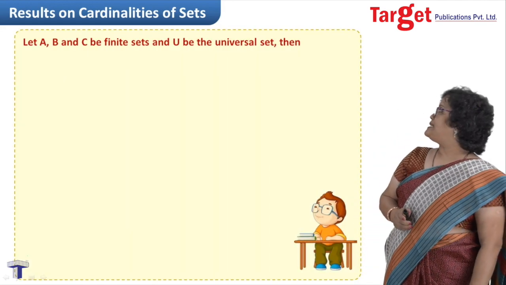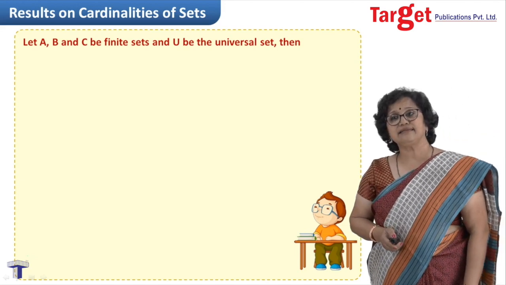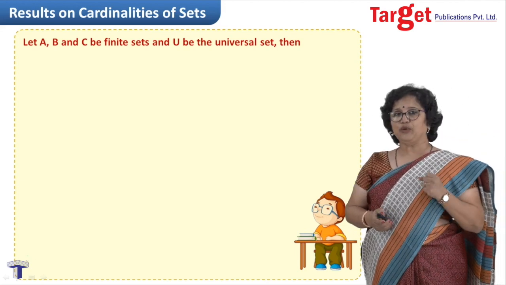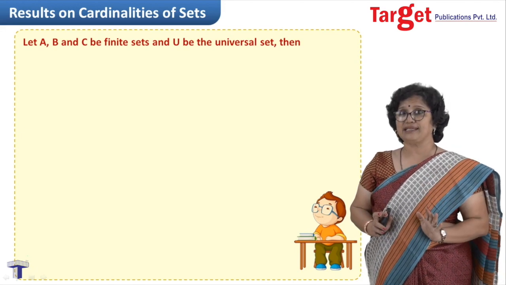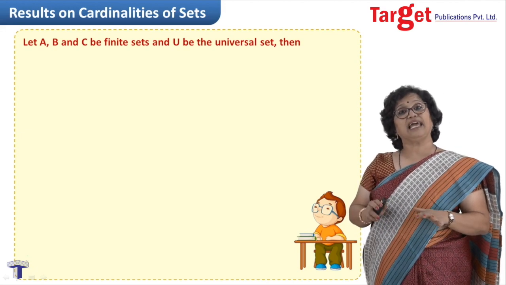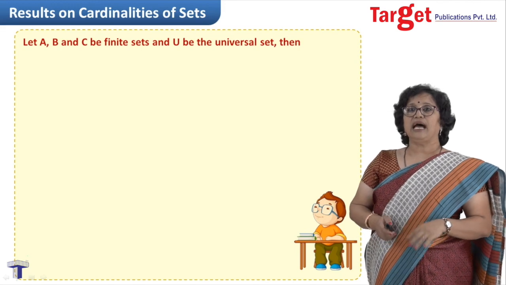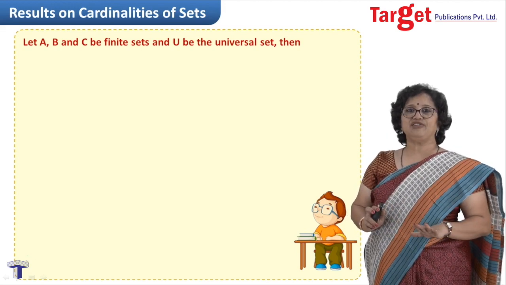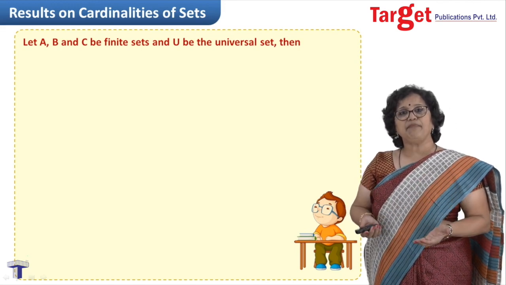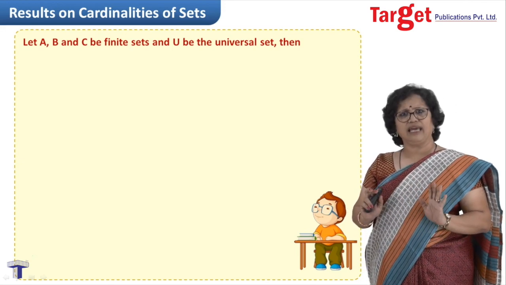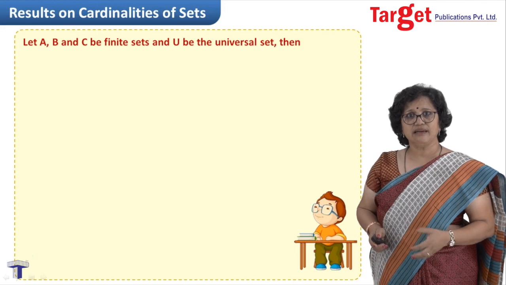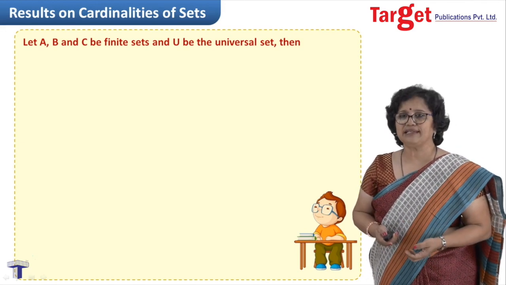I take A, B, C as finite sets and let U be the universal set. Now every one of you knows what I mean by universal set: the bigger set which will contain A, B and C. At this moment, we have not mentioned whether A and B have anything common in them or not. We will be taking general A, B, C, some three sets, and U, the universal set.